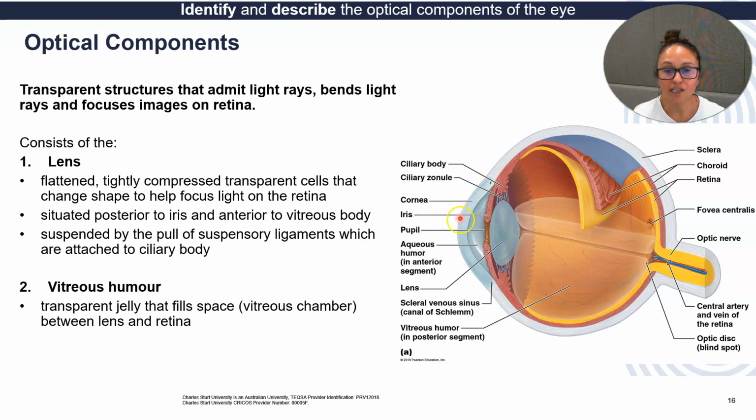So the cornea will bend the light. It's going to go through this bit here, which is a chamber filled with fluid. Then the light is going to pass through the lens, and then it's going to go through this bigger chamber also filled with fluid. Okay?